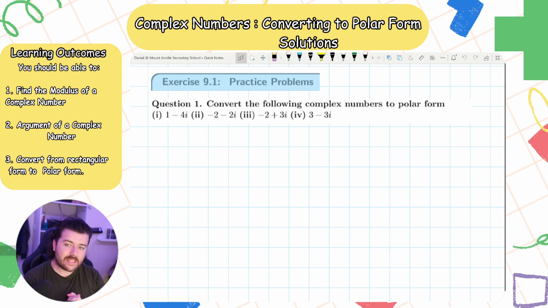Hello, everyone. Okay, so we're just going over now the solutions to the practice problems in your booklet. So, converting to polar form. Convert the following complex numbers to polar form.